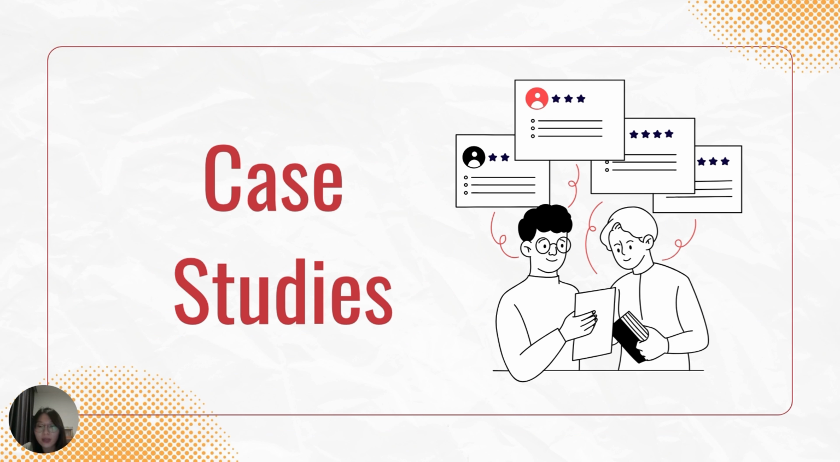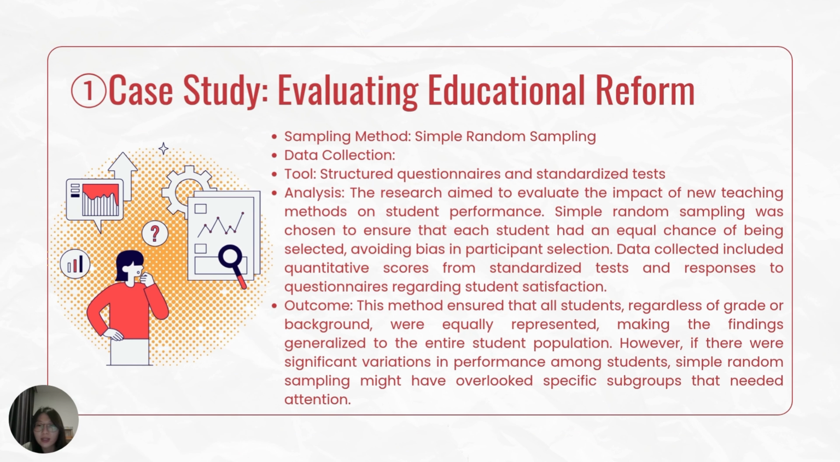Here are several case studies. The first case study: evaluating educational reform with simple random sampling. We choose the sampling method, simple random sampling. We choose the data collection tools, a structured questionnaire and a standardized test. Analysis: the research aimed to evaluate the impact of a new teaching method on student performance.